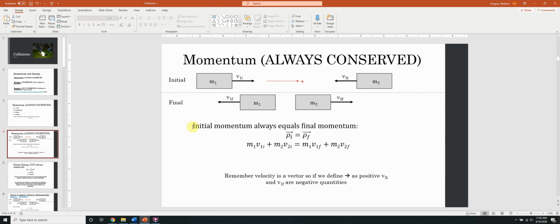So as we mentioned on the previous slide, the initial momentum always equals the final momentum. That means the momentum before is equal to the momentum after. Or in terms of masses and velocities, we have m1 v1 initial plus m2 v2 initial is equal to m1 v1 final plus m2 v2 final. And as I mentioned on the previous slide, make sure that you're paying attention to your signs, right? Because velocity is a vector. So if we're defining the right as positive, that means v2 initial and v1 final are negative quantities.